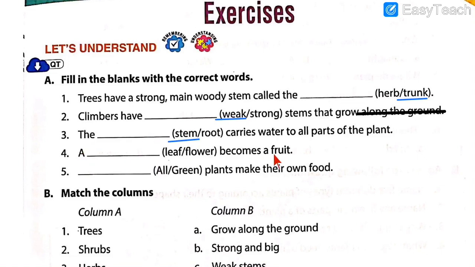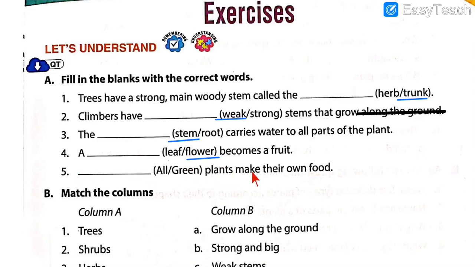A dash becomes a fruit. Which is the part of the plant that turns into fruit? So that part is flower. Flower is a part of the plant that becomes fruit. Flower is the part that becomes fruit.